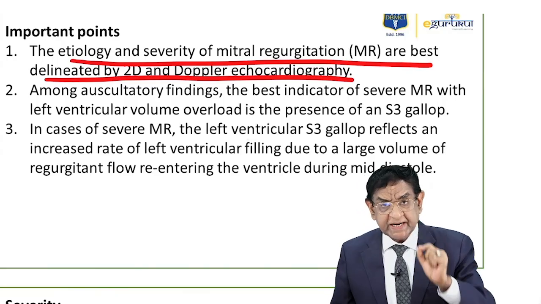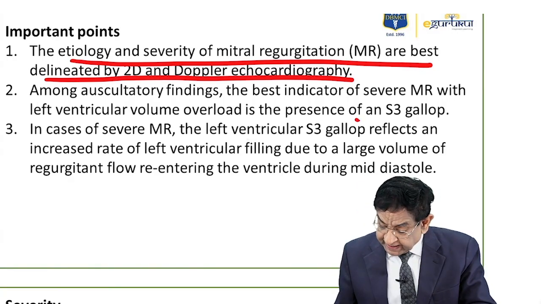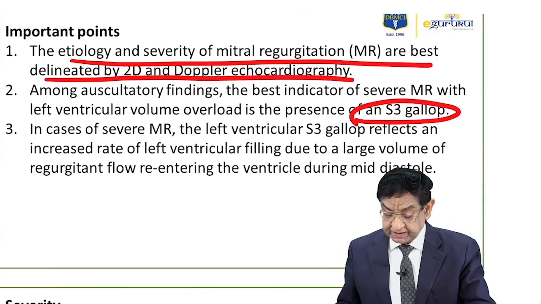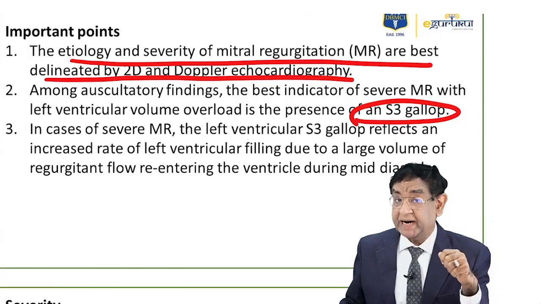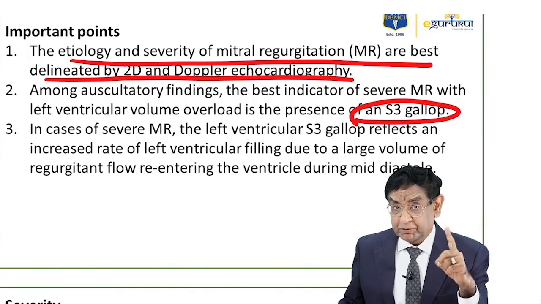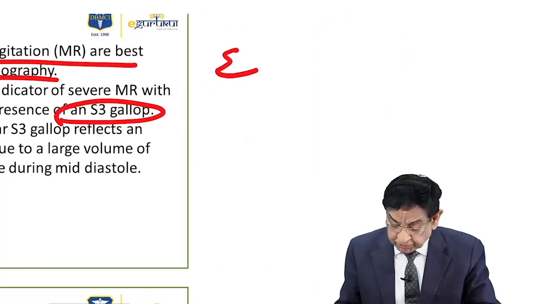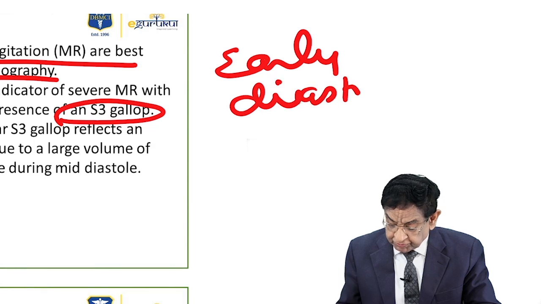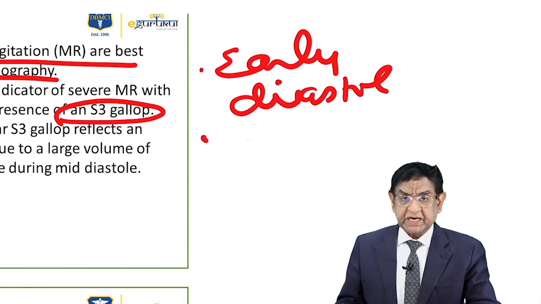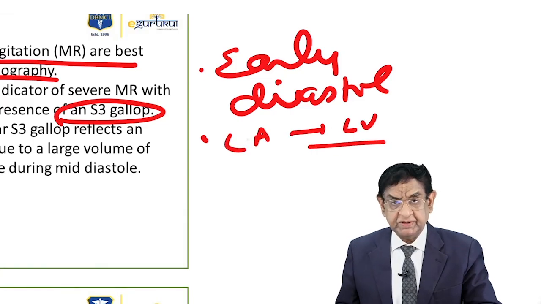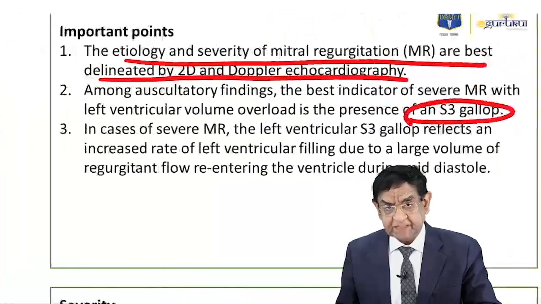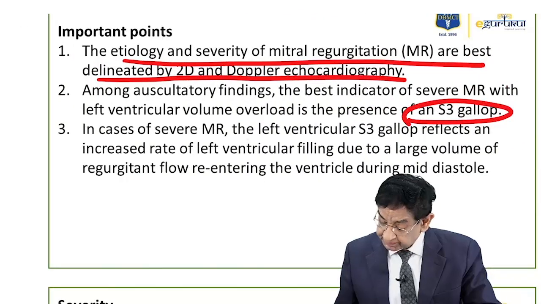But regarding auscultatory findings, the S3 gallop is the single best parameter by which you can tell the patient has severe mitral regurgitation. Point to be noted: the third sound is produced in early diastole, which is due to a sudden gush of blood from LA to LV. We get the third sound. If the third sound is there, that means the patient has severe MR. Okay.